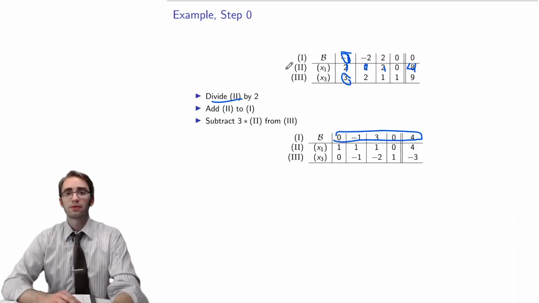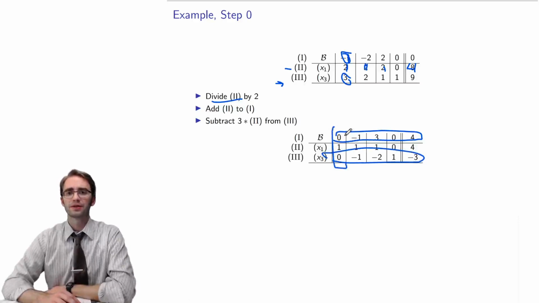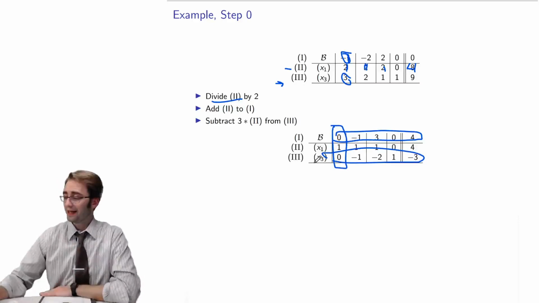So I would take row 2, multiply it by -3, and add it to this third row there. Okay, and once you do that, you get these entries over here. Okay, so now I've done that. Good. So x1 is fine. x1 appears correctly. It's only in that Roman numeral 2.